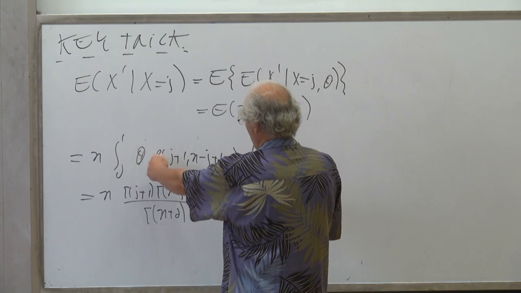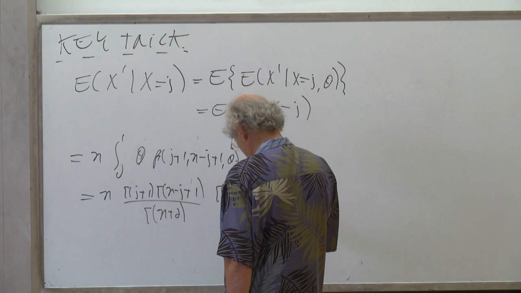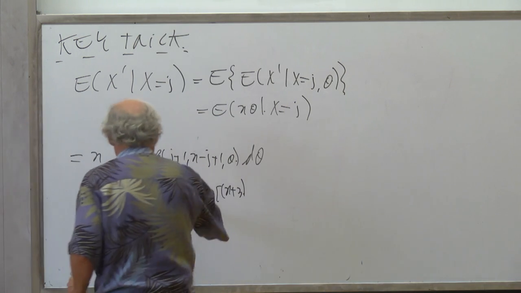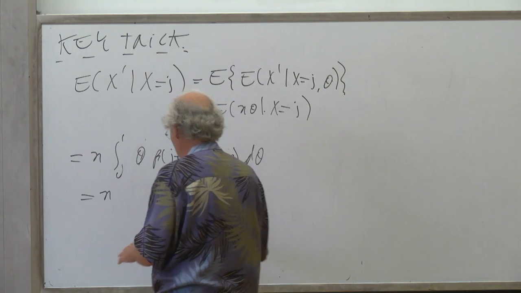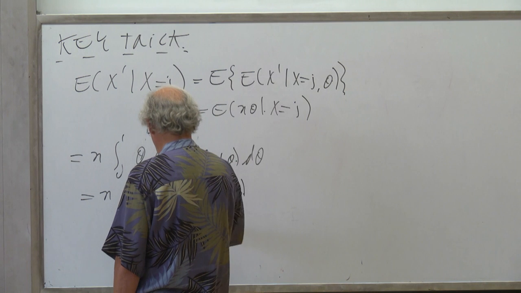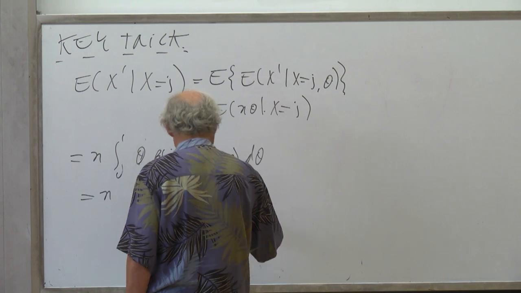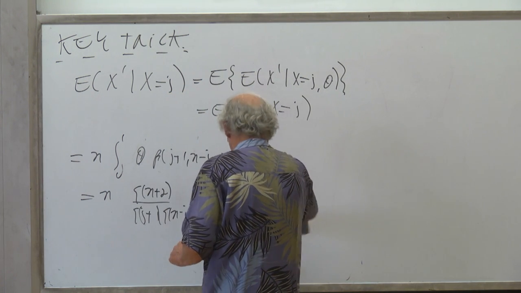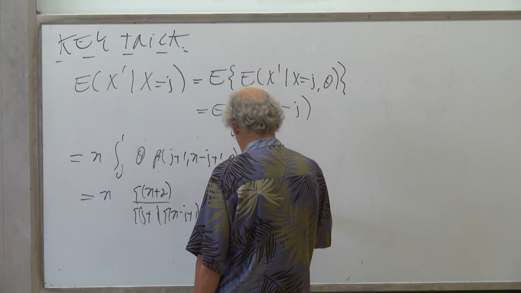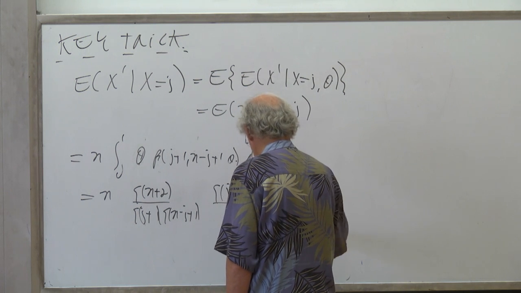The beta integral that's left just has one extra theta in it, and so that is gamma of n plus 3. I said this upside down. It actually matters when you do actual integrals. This is gamma of n plus 2 divided by gamma of j plus 1, gamma of n minus j plus 1. And then here, these go the other way: gamma of j plus 2, gamma of n minus j plus 1, divided by gamma of n plus 3.